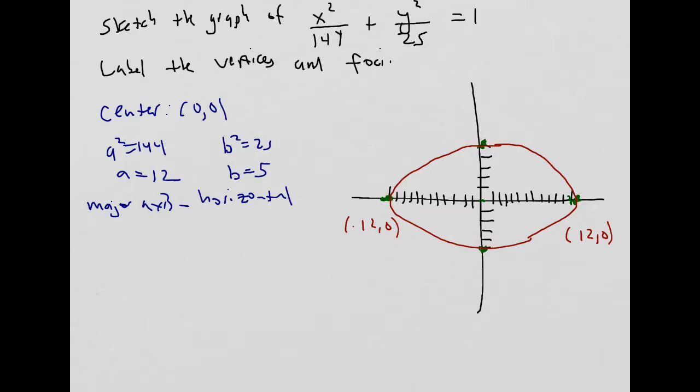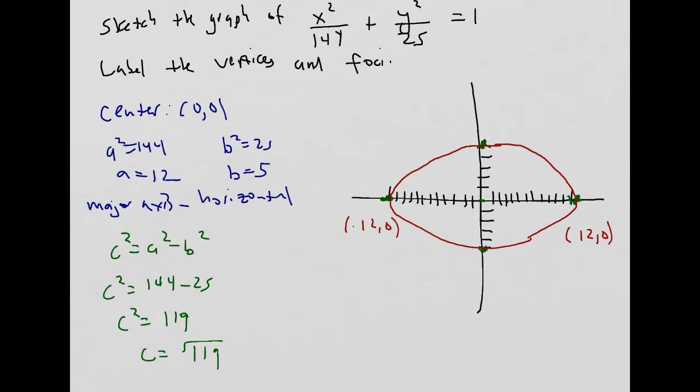Now what about the foci? How do we find the foci? There's a formula for that: c squared is equal to a squared minus b squared. In this case, c squared is going to equal 144 minus 25, so c squared is equal to 119. So c is going to equal the square root of 119. Remember, the foci are located c units away from the center on the major axis.